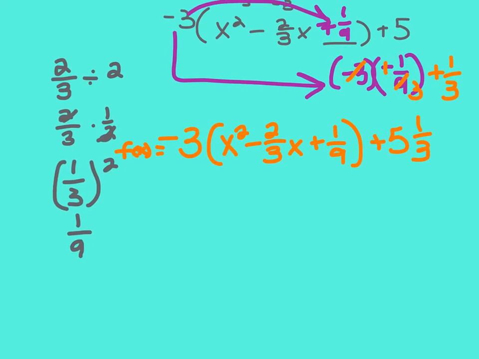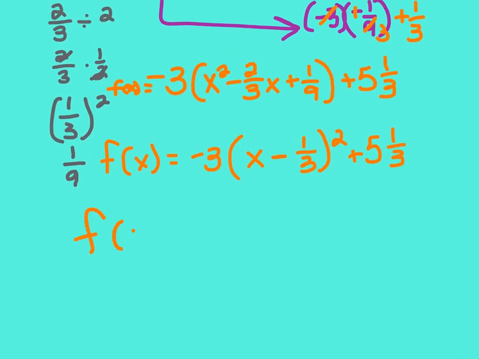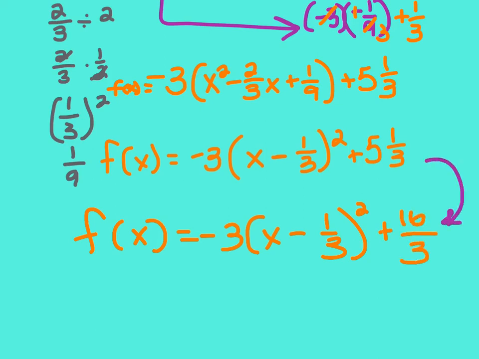So then my last step is to factor what's inside the parentheses. The whole goal there was to make that a perfect square trinomial. So when I square root the first term, I square root the last term, I take the sign from the middle, which is that negative 2/3, put it in parentheses and square it, plus 5 and 1/3, which can also be written as negative 3x minus 1/3 squared plus 16/3. Either of these is fine. Both of those would be right. As long as it can't be simplified, I'll take either answer.